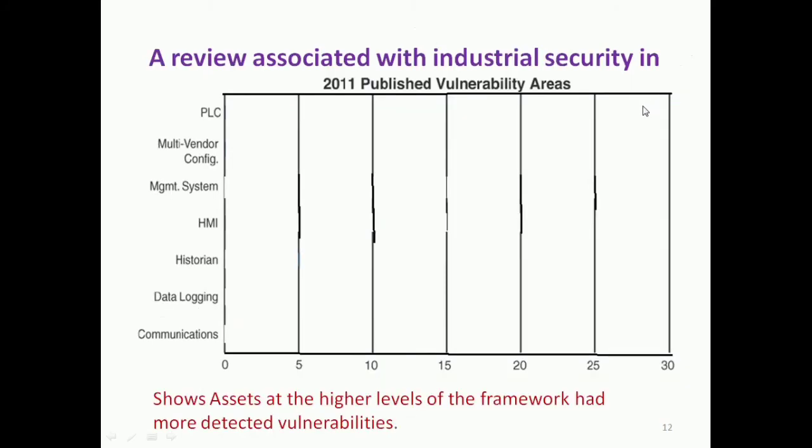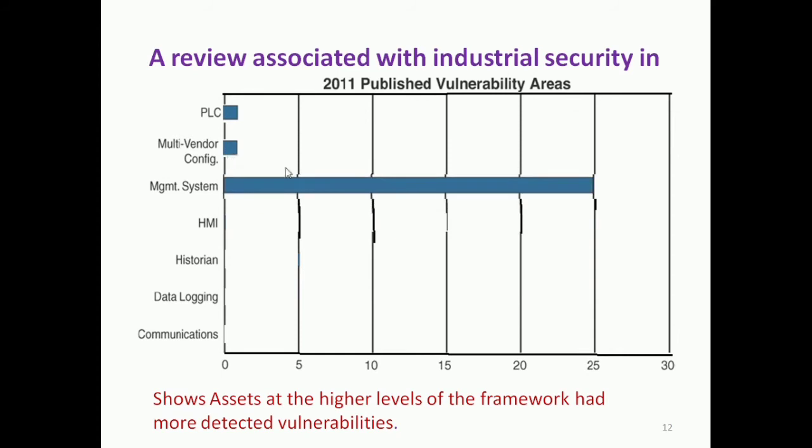So coming to the review associated with industrial security in the 2011 published vulnerability areas, let's see. The components are PLC, multi-vendor configuration management system, HMI, the historian, data logging, communication, and so on. These were observed in the 2011 vulnerability report. So PLC has maybe one or two that we can observe here. Next we have multi-vendor configuration, in a similar fashion to the PLC.